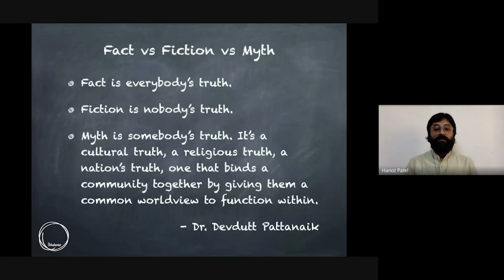So here's a very interesting and good quote by one of my favorite authors, Dr. Devdutt Patnaik. So what does he say? Fact is everybody's truth. Fiction is nobody's truth. While myth, it is somebody's truth. It is a cultural truth. It might be a religious truth, a nation's truth, one that binds the community together by giving them a common worldview to function within. Basically, what is fact, what is fiction, what is myth is what he is talking about.